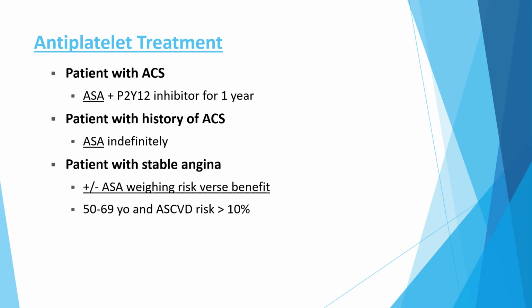So what a lot of people do is they calculate the ASCVD risk, and if a patient's at greater than a 10% risk, and they're aged 50 to 69 years old with just stable angina without some sort of acute event, then they'll go ahead and use aspirin. This is a calculator you can look up online and just put in the patient's factors and be able to calculate how at risk they are of an acute event.